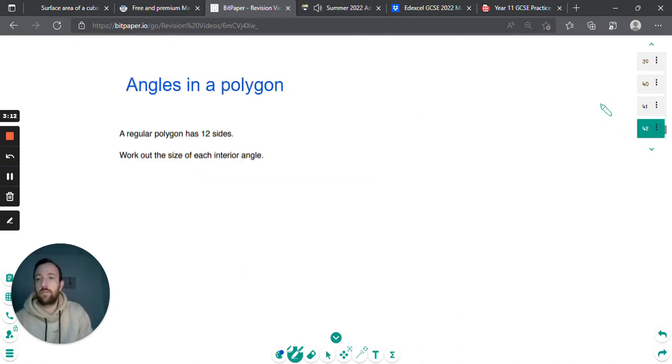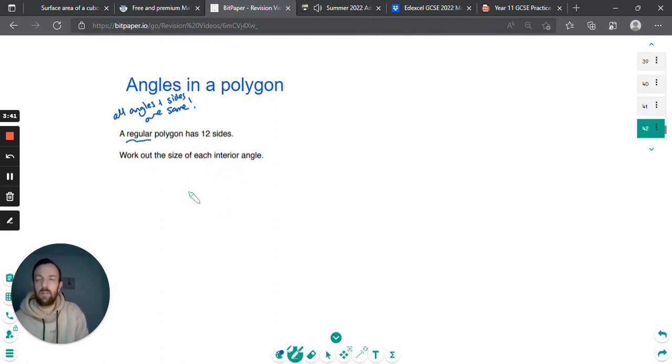Now move on to angles in a polygon again. So we did cover this a few videos ago, but we'll just have a quick reminder. So a polygon has got 12 sides. It's regular, so that means all the angles and all the sides are the same. Okay, all the angles, all the sides are the same. It's got 12 sides. And it says, what is the size of each of the interior angles?